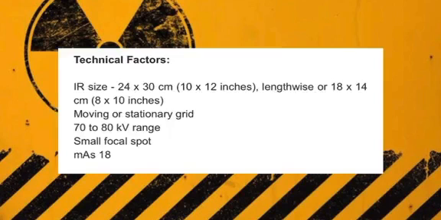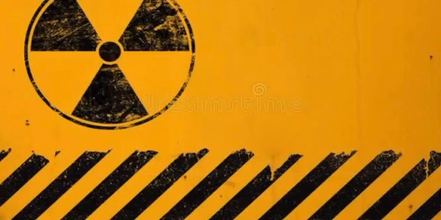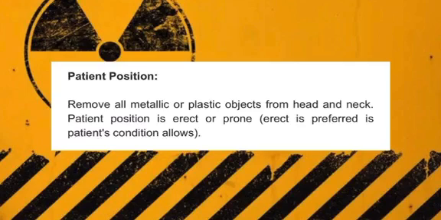The technical factors. IR size 24 by 30 cm, 10 by 12 inches lengthwise, or 18 by 24 cm, 8 by 10 inches. Moving or stationary grid. 70 to 80 kVp range. Small focal spot, mAs is 18. In patient position, remove all the metallic or plastic objects from head and neck. Patient position is erect or prone, or erect is preferred if patient condition allows.